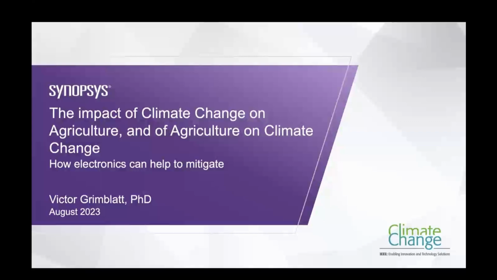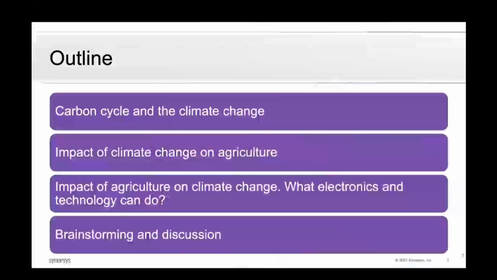I'm very glad to be able to talk about the impact of climate change on agriculture and the impact of agriculture on climate change, and of course how electronics can help to mitigate, which is what IEEE can do today. So the outline will be the carbon cycle and the climate change. We need to understand exactly what is happening before we can go into more details. But first of all, we have to study and well understand the problem.